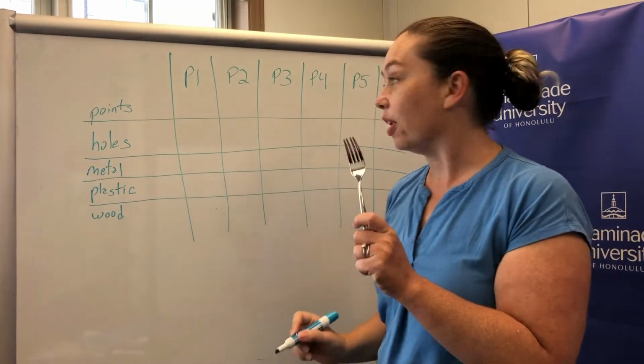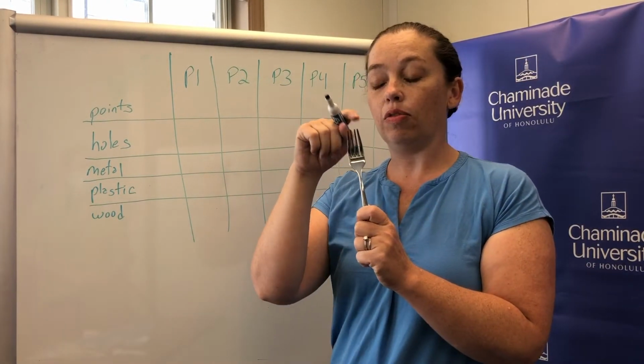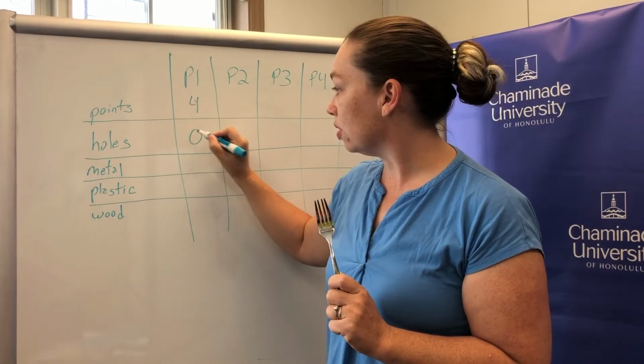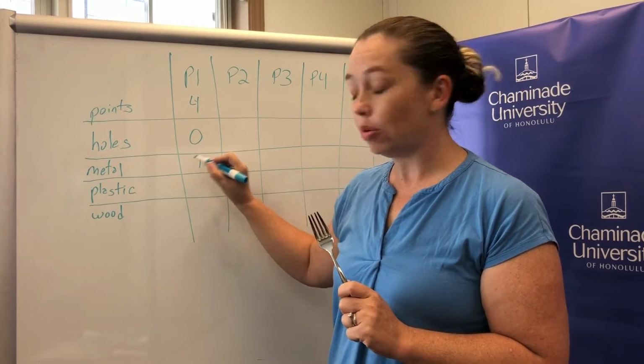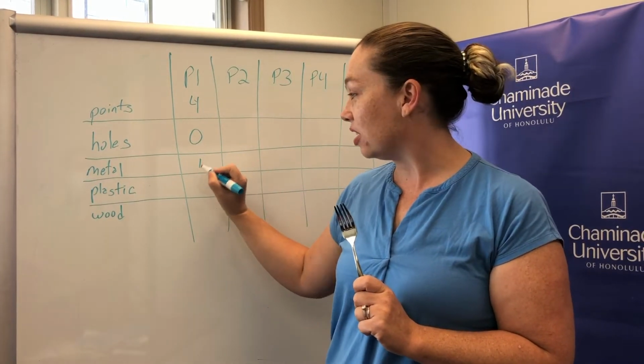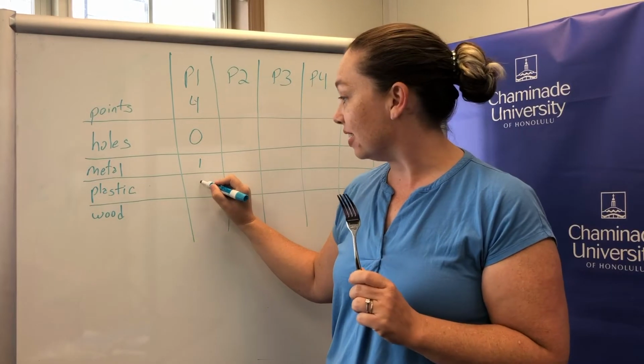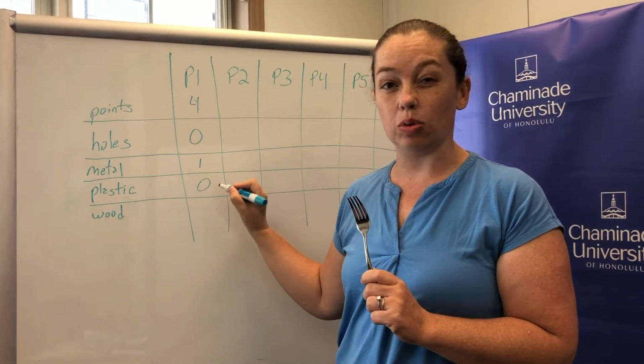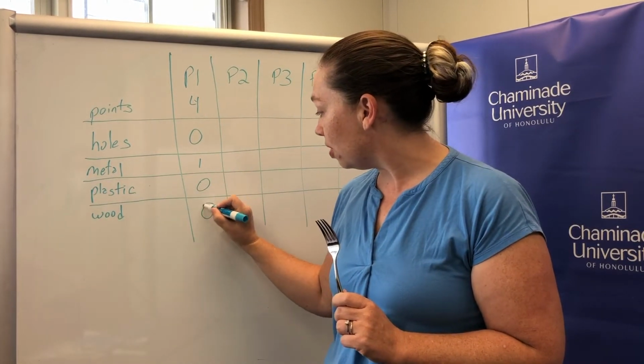So starting with a fork. A fork has 4 points, 0 holes. It's metal, so we'll record that as a 1. A yes for 1. It's not plastic, so we'll use a 0 to record that as a no. And it's not wood, so another 0.